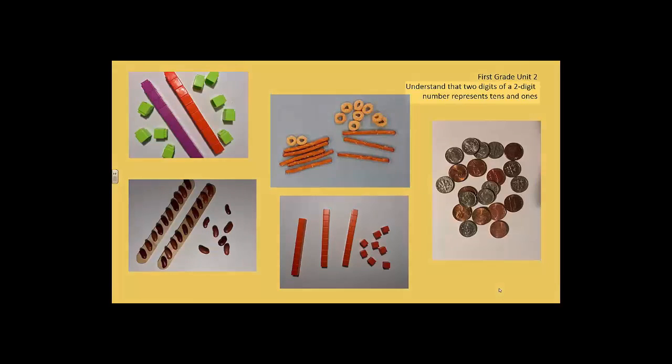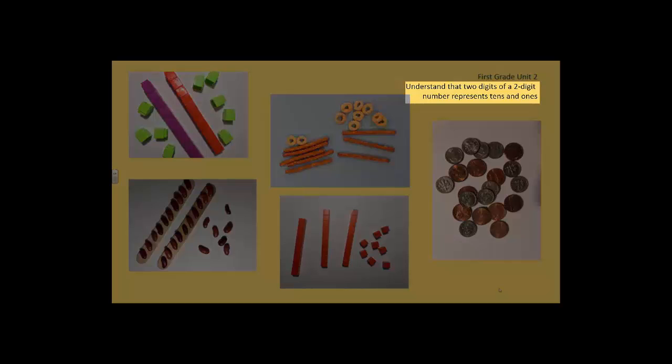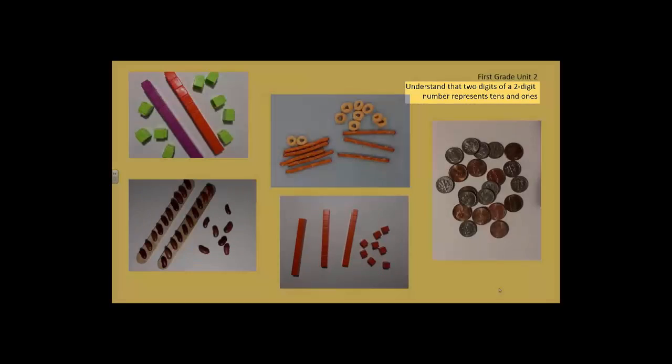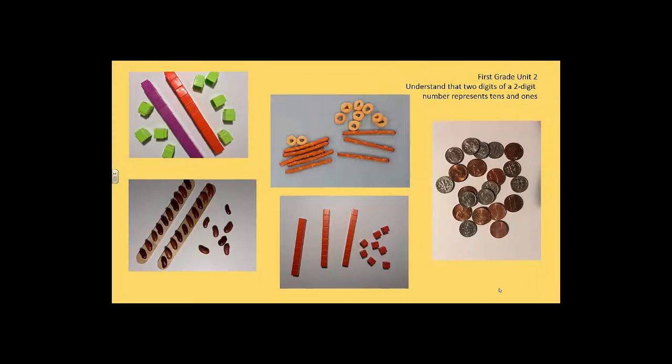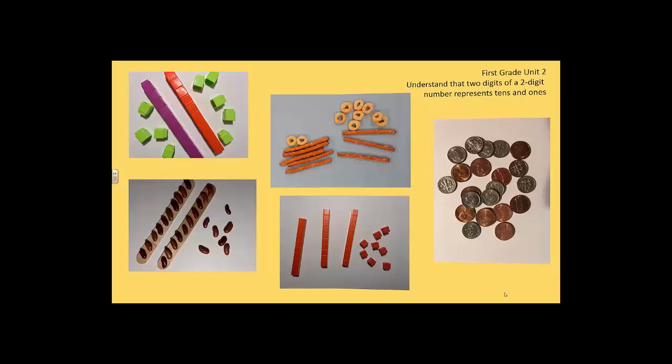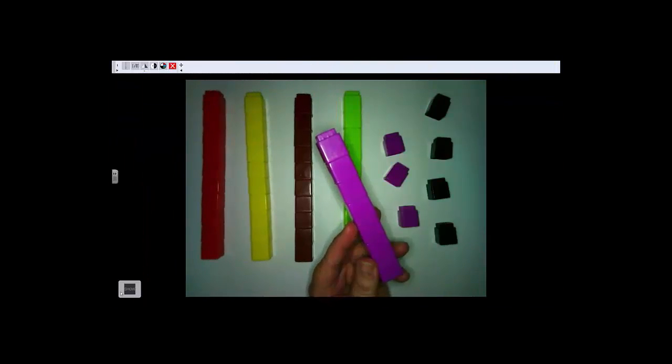When working toward the understanding that two digits of a two-digit number represent tens and ones, first graders begin by building models using objects such as these to concretely represent the two-digit numbers. Let's take a moment to explore how first graders might use objects to investigate patterns in the base 10 number system.